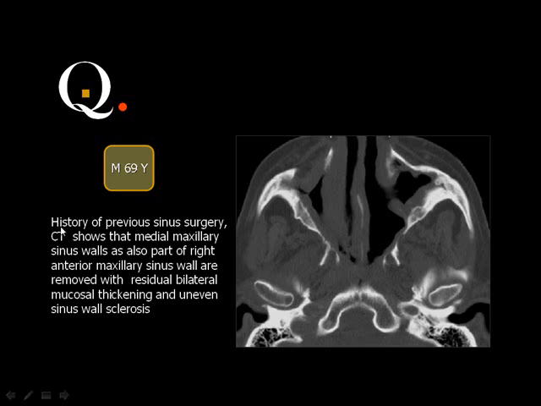This patient had history of previous sinus surgery. You can see the defect. And the CT shows that the medial maxillary sinus wall, also part of the anterior sinus wall, are removed with residual bilateral mucosal thickening and uneven sinus wall sclerosis. What do you think? Which type? Chronic? Yes.